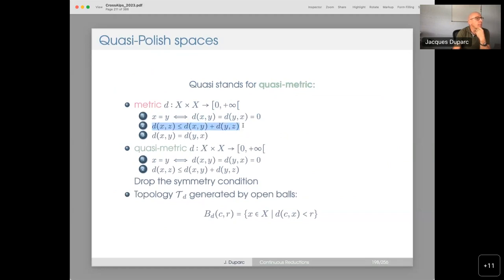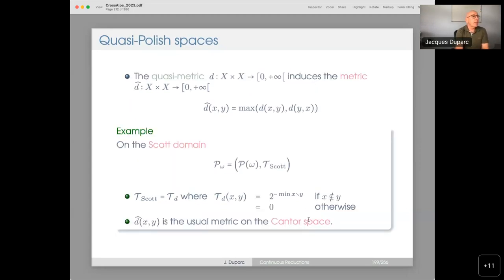The second one is the triangular inequality, right? And the third one is the symmetry. You take these three properties and you drop the last one. You drop the symmetry. You only take the first two, and then you get the notion of a quasi-metric. And the topology generated by open balls is the following. An open ball of center C and radius R is the set of all the X's such that the distance between C and X is below R, as you can expect. Okay.